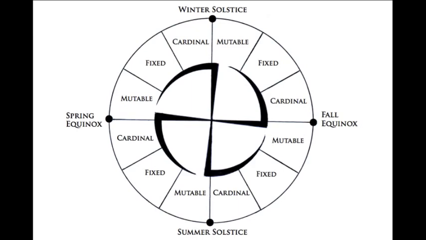The second point is that the seasons themselves always begin at the solstice or equinox, and they always end at the solstice or equinox. The third point is that the first month of a season after a solstice or equinox point is always cardinal. The second month is always fixed. The third month is always mutable. In other words, cardinal is the beginning of a process, fixed is the middle of a process, and mutable is the end of a process.